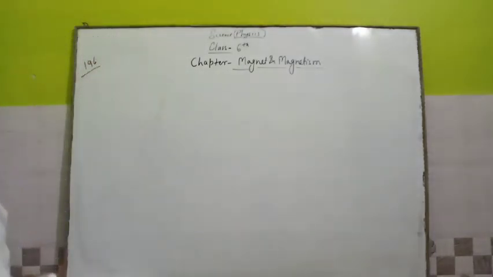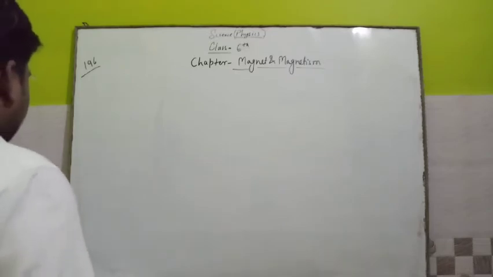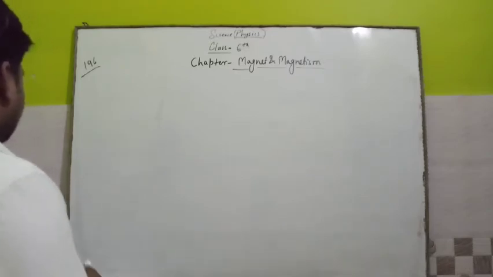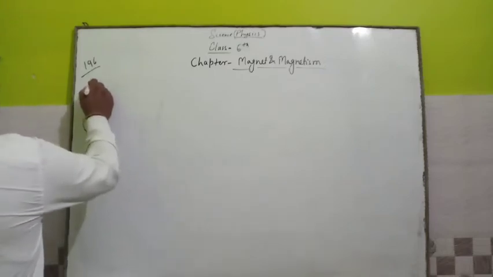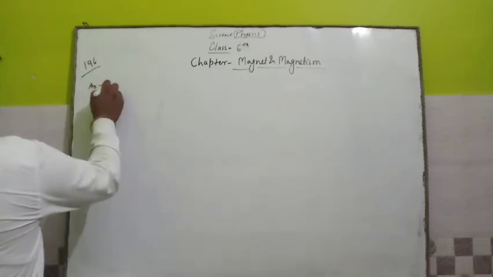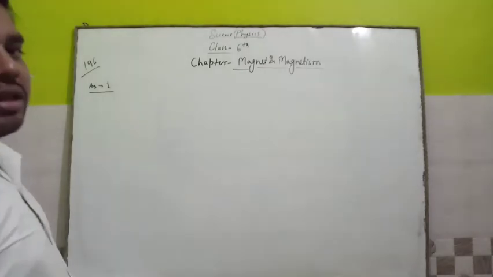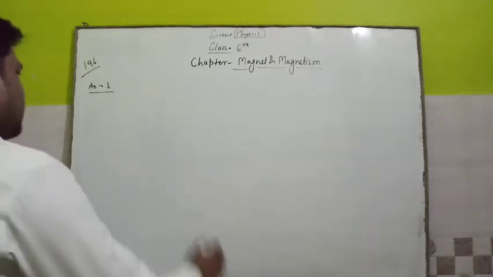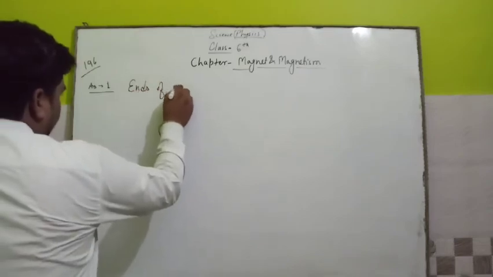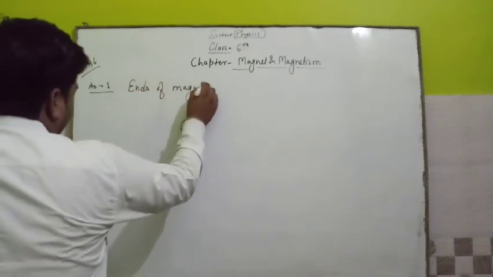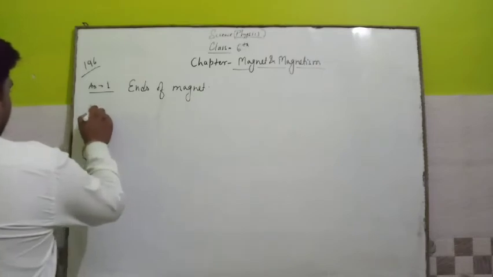Now the first question is: at which place on a magnet is its magnetic force maximum? Simply, you know that the place where the magnetic force is maximum is the ends of the magnet. Okay? Clear?